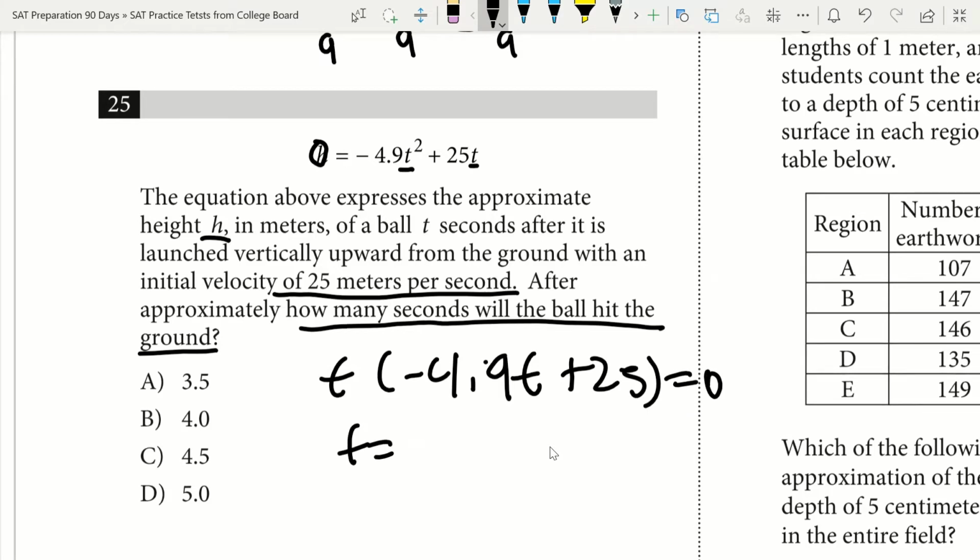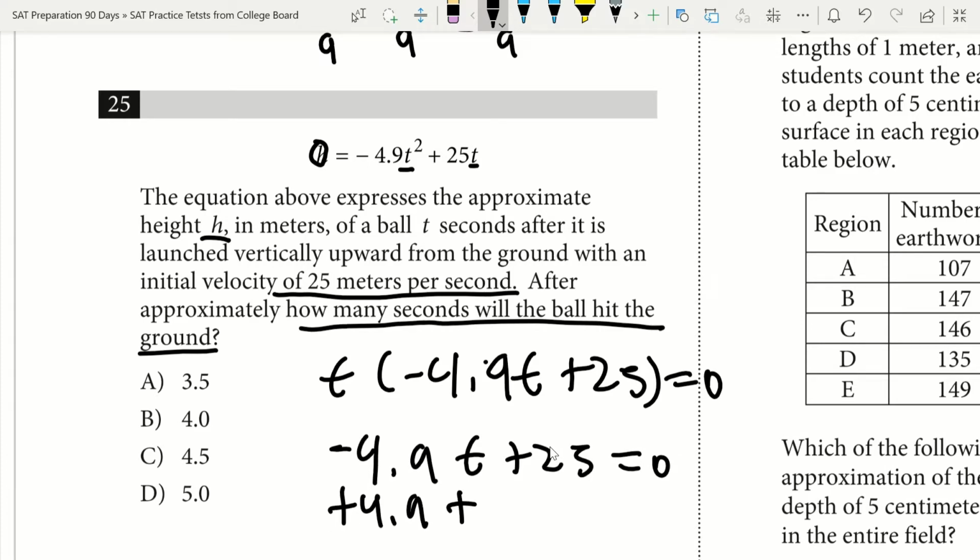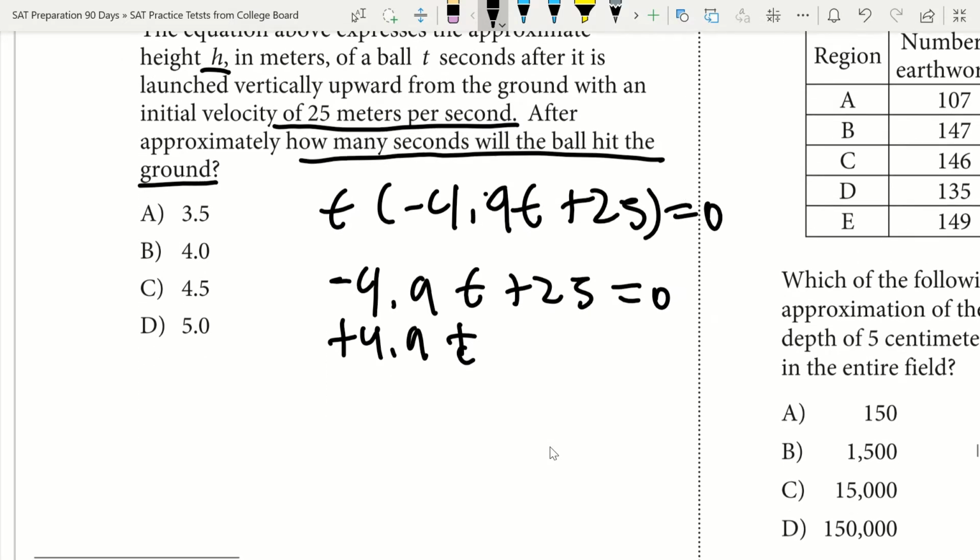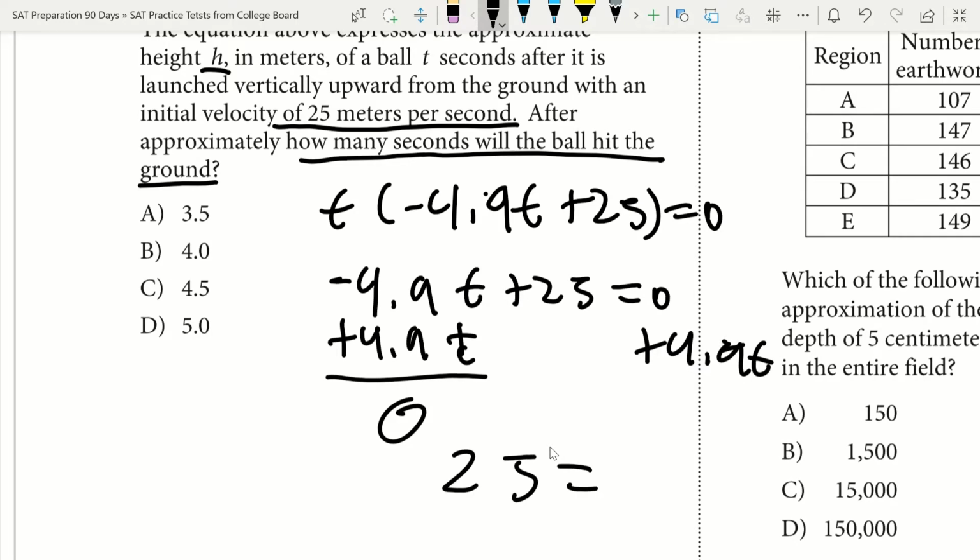Okay, so t equals 0 is an option, but we know that that isn't an option because this ball is launched vertically, so it's going to have to be in the air for some amount of time. So we know that t equals 0 will not be our correct answer, and then we'll have negative 4.9t plus 25 equals 0. We'll add 4.9t to each side. That way we can get a positive coefficient, right? That's going to cancel out, so we're going to get 0 there. We add 4.9t to this side. We're going to have 25 equals 4.9t.